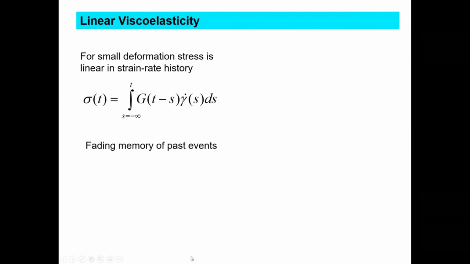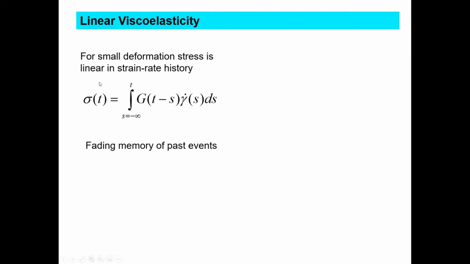Okay, so how can we describe these sorts of materials mathematically? Well, I'm going to cheat a bit here, because what I'm going to do is simplify to the case where it's still a linear function of strain rate. So we're just looking now at the memory effect. We're not looking at the non-linear effects that we looked at earlier.